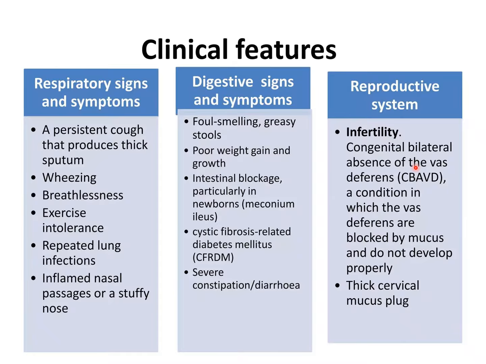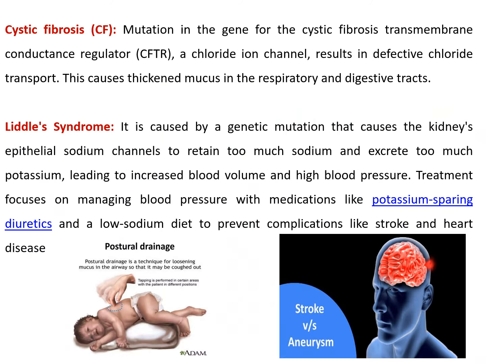Reproductive system: congenital bilateral absence of vas deferens happens. That may lead to infertility. So these are the symptoms of cystic fibrosis. And this is a very important point: mutation in the gene for cystic fibrosis transmembrane conductance regulator. If there is any defect in this gene, it leads to cystic fibrosis. The chloride channel will be disturbed, resulting in defective chloride transport, and this causes thickened mucus in the respiratory and digestive tract.